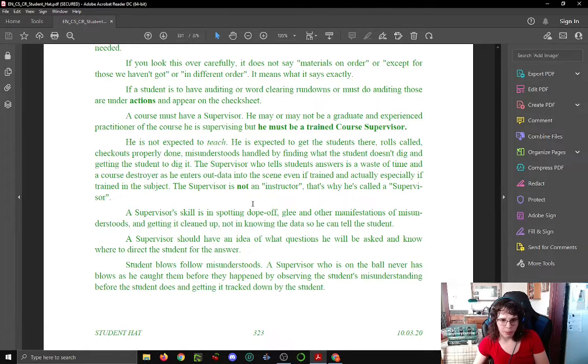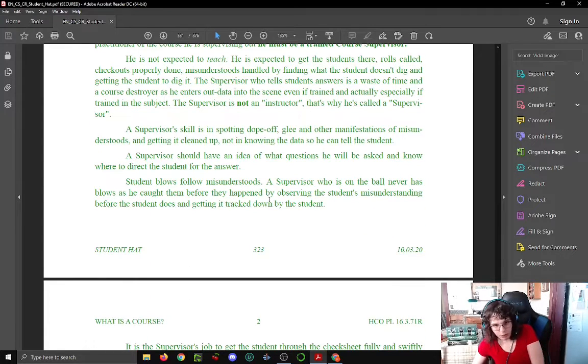Student blows follow misunderstoods. A supervisor who's on the ball never has blows, as he caught them before they happened by observing the student's misunderstanding before the student does and getting it tracked down by the student. If a student blows, something may be happening in their home. It doesn't mean they have a misunderstood word if their house burned down or if they lost their job.